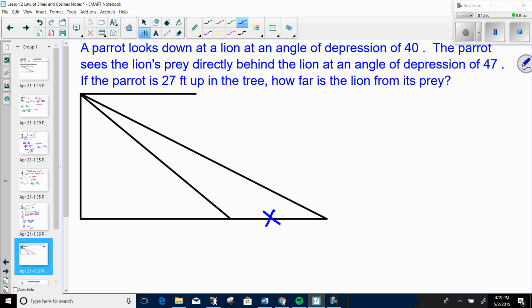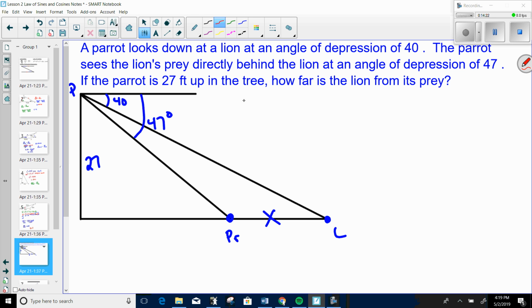What we're looking for is this right here. Here's my parrot way up here. It looks down at 40 degrees. There's the lion right there. Because it's a 40-degree angle of depression from a horizontal line, I look down 40 degrees, there's the lion. I look down 47 degrees, and then there is the lion's prey. We'll call it PR for prey. So what I'm trying to do is figure out this distance right here, but I also know that this length over here is 27.